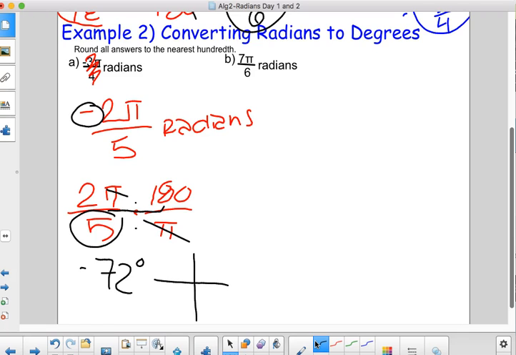What quadrant does negative 72 degrees end up in? Fourth quadrant. So this angle right here, you could write it's either negative 72 degrees, or in radians, it's negative 2 pi over 5. So it's measuring the same angle, it's just one's in radians, one is in degrees. Last one, 7 pi over 6.